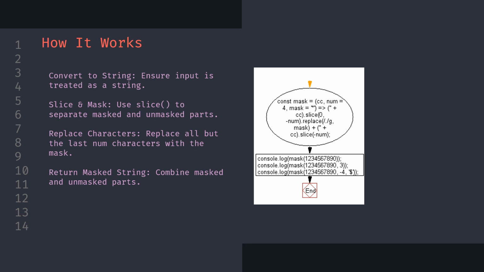The function first converts the input into a string, then uses the slice method to isolate the unmasked portion. The masked portion is replaced using the replaceFor method, and the final string is returned.